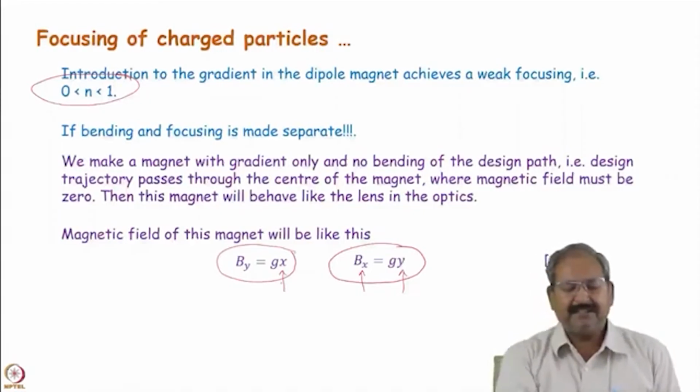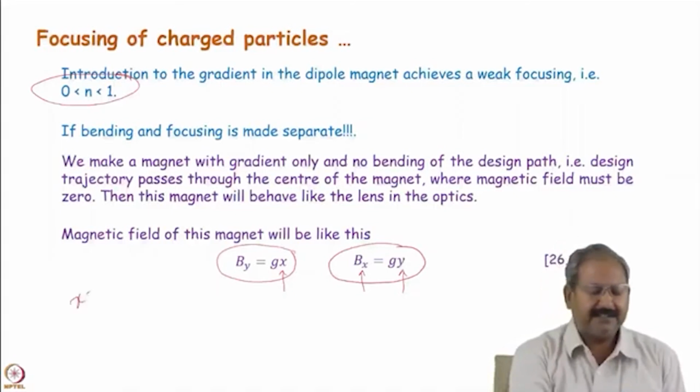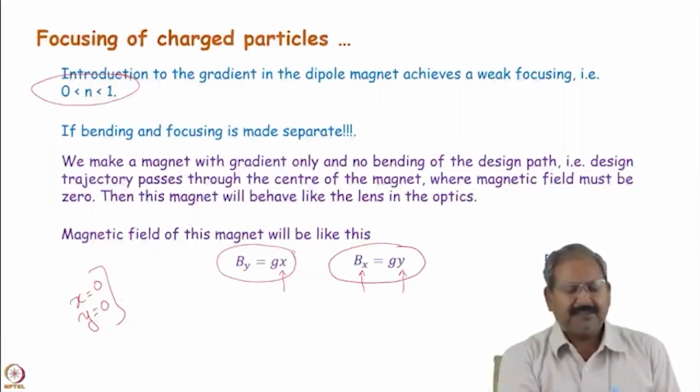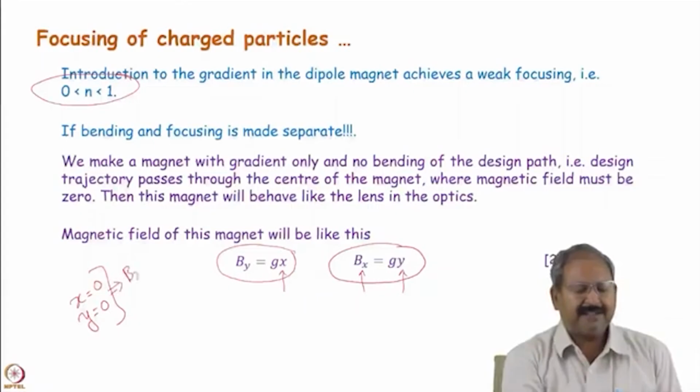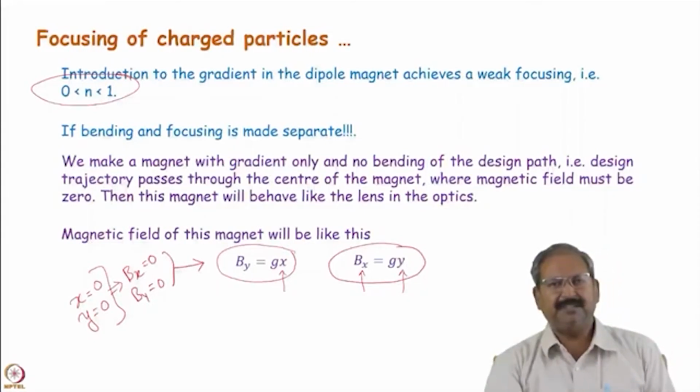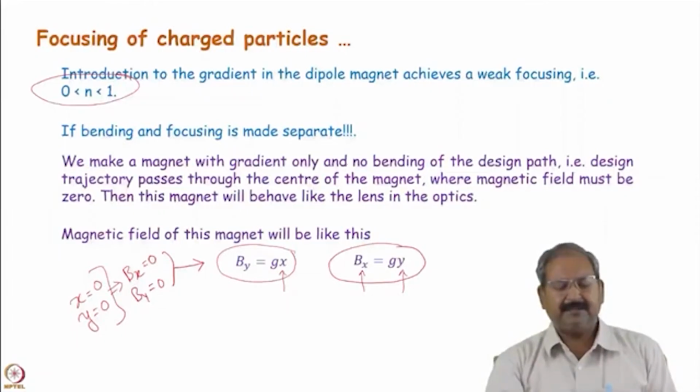Now you can see here on the design axis we have x equal to 0 and y equal to 0. These are the coordinates on the design axis because the design axis itself defines the origin. So x is equal to 0, y is equal to 0. This gives Bx equal to 0 and By equal to 0 for this case, and that means there is no magnetic field on the design path. So the design path traverses this magnet without getting affected. There is no effect of this magnet on the design trajectory.